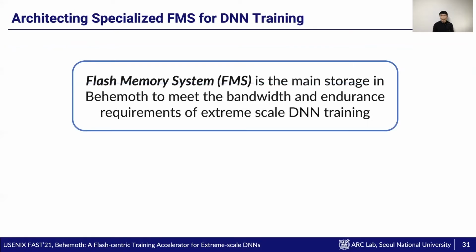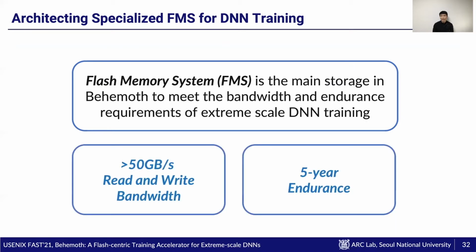However, in this process, naively replacing the HBM memory system with a conventional SSD fails to satisfy the memory bandwidth requirement for DNN training, so we propose a flash-based memory system, or FMS, specialized for extreme-scale DNN training. To train extreme-scale DNNs without performance degradation, FMS should provide at least several tens of gigabytes per second bandwidth. Furthermore, FMS has to guarantee at least 5 years of endurance.